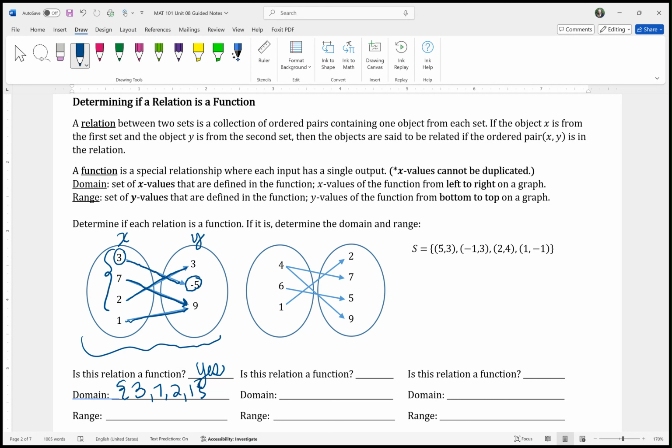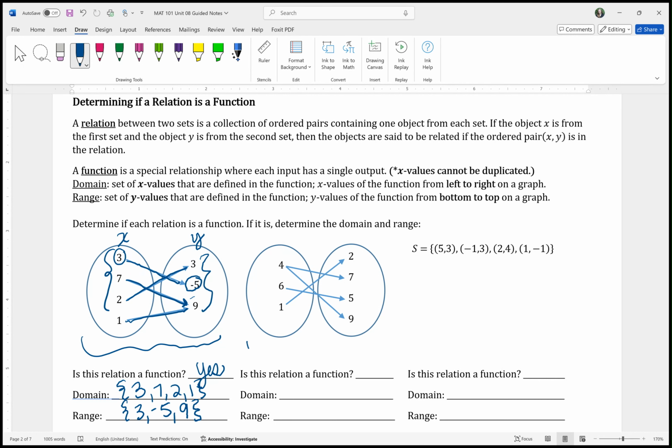All right, range. Range here is going to be the Y values. So curly brace, 3, -5, and 9. Now 7 is matched to 9 and 1 is matched to 9, but just because 9 is showing up twice, I only have to write it one time in the range, okay? So you don't have to write duplicates.